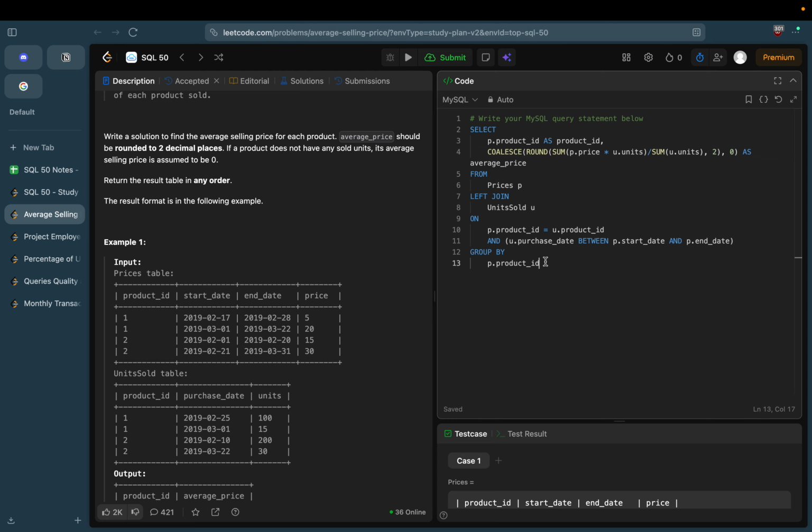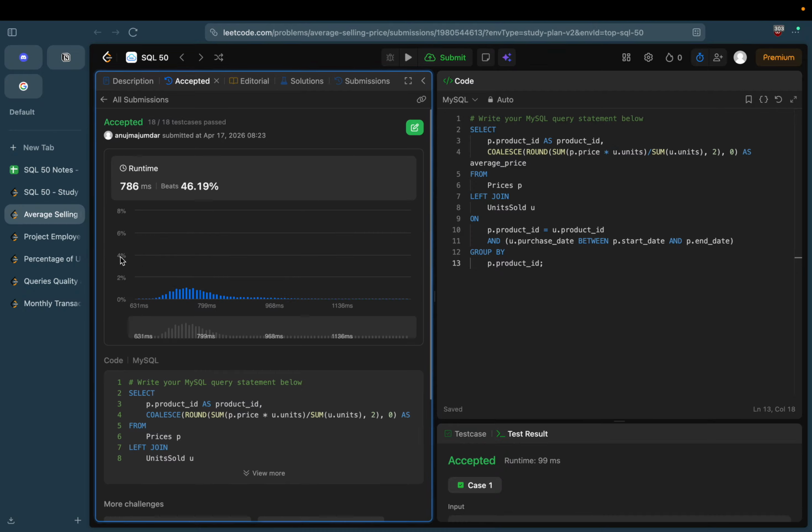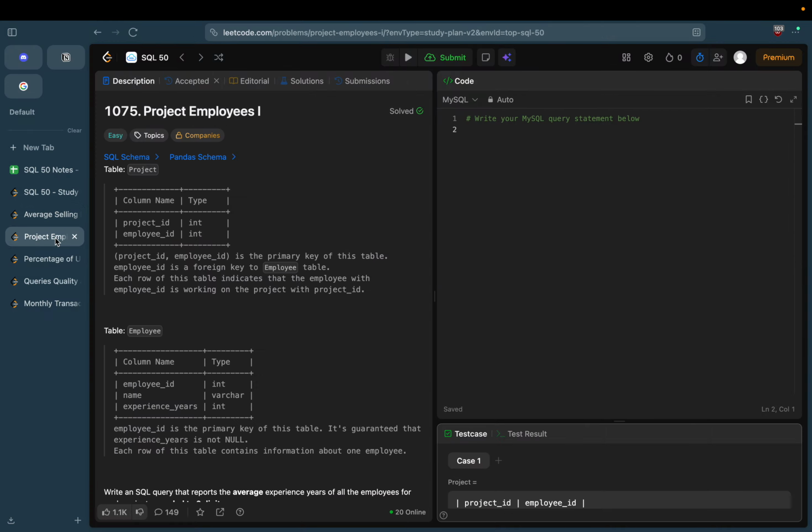Alright, looks good to me. Let's give this a go. Yep, the test case is accepted. Let's submit it and check. Alright, we're good to go. Let's move to the next question.